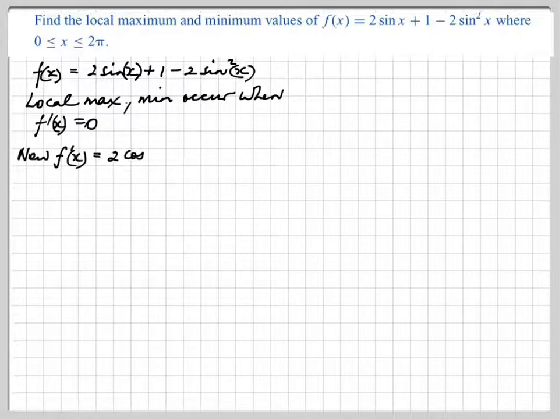So f dash x now is that expression. Now, did you see that second term on the right-hand side of that equation? How did I get that?